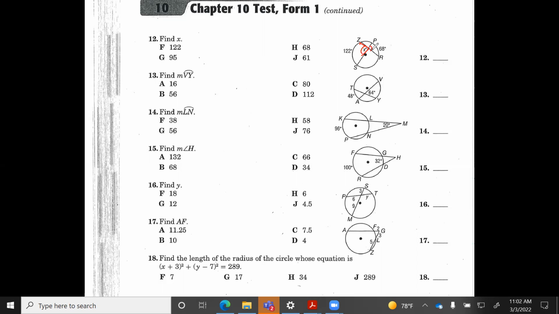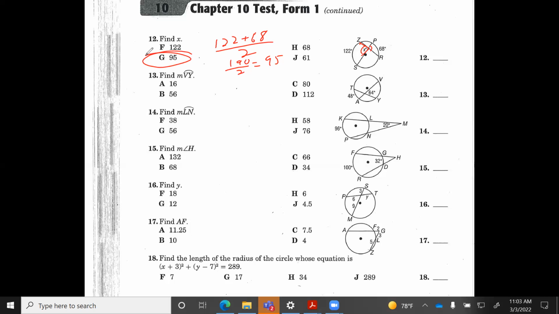You do addition. Arc 1 plus arc 2 divided by 2. Taking the average of those two arcs, you're adding them and dividing by 2. So on here, we had 122 plus 68. That gives us a total of 190. 190 divided by 2 is 95. Each of those angles is 95 degrees.